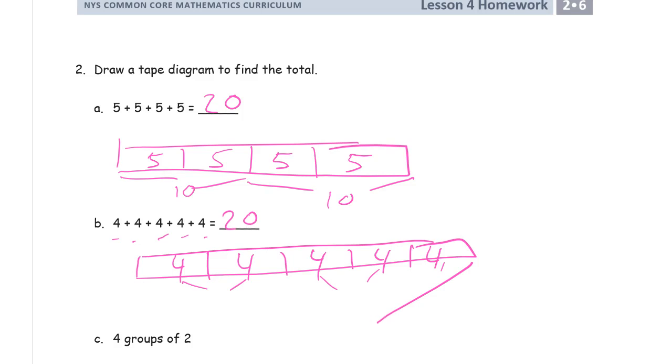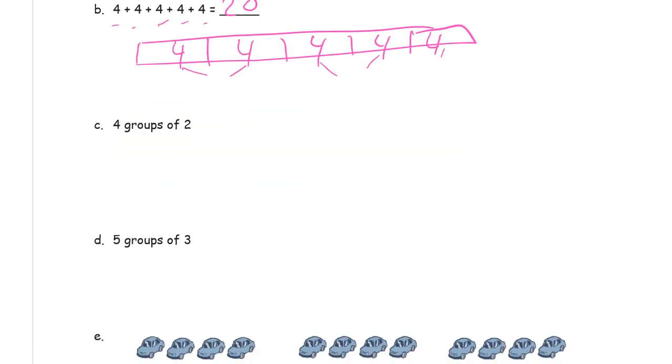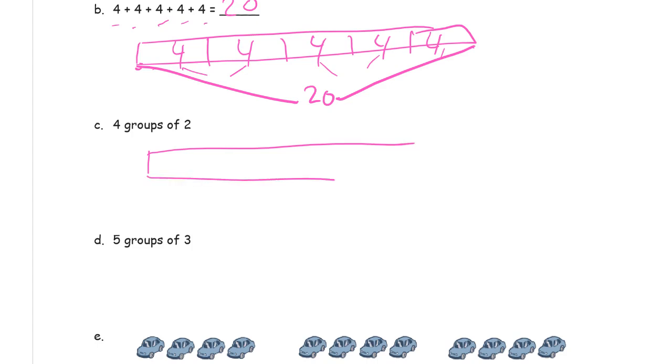I'm going to get that out of the way, though, because I want to make room for my next tape diagram. You can fit that in there. I'll do it. But I'll try to be a little less sloppy about it. So from this end of the tape to that end of the tape is 20. 20 long. 20 units. Four groups of two. That's a piece of tape with four twos in it. Two, two, two, two. That's our unit. Groups of two. We're counting twos. So that's two, four, six, eight.